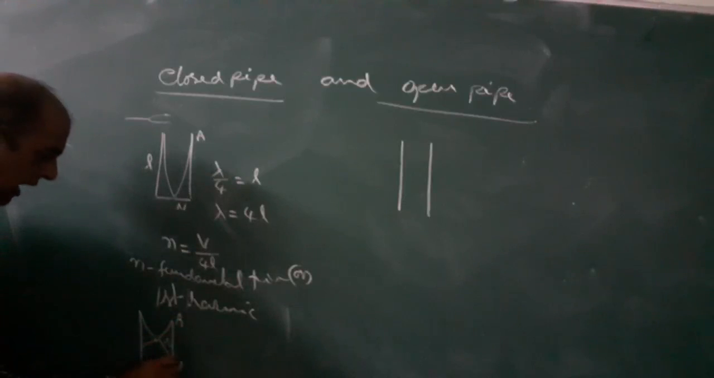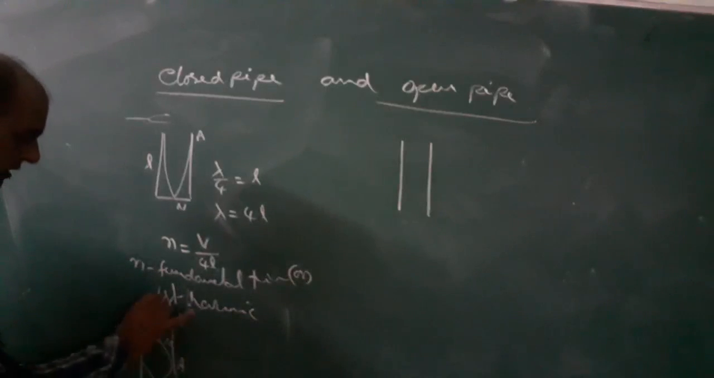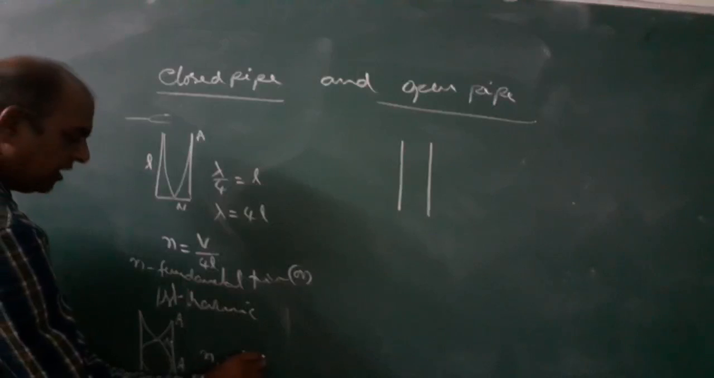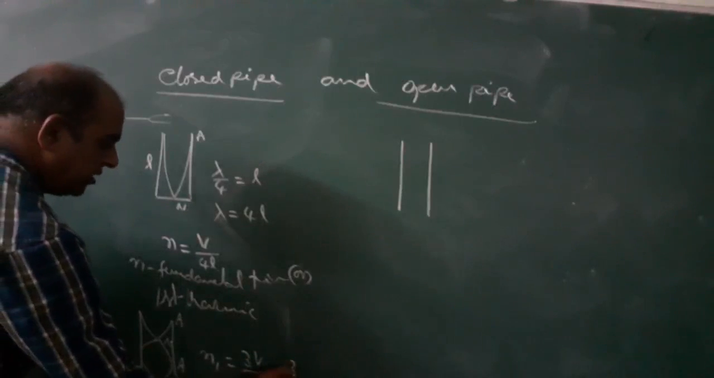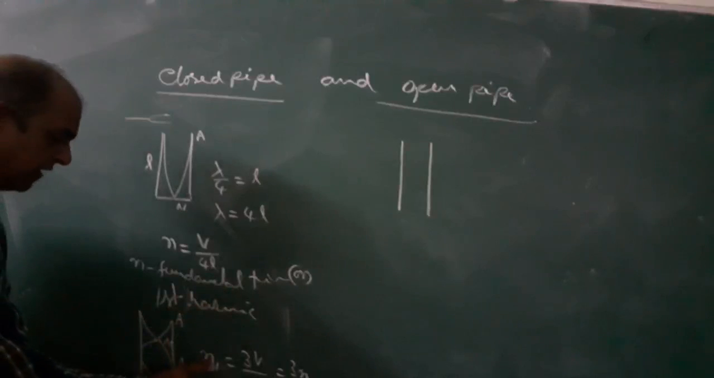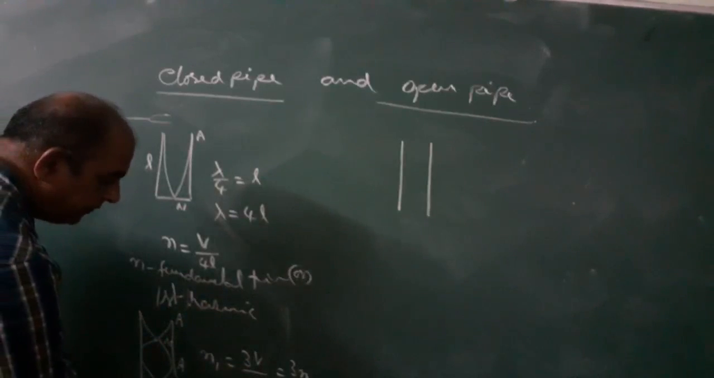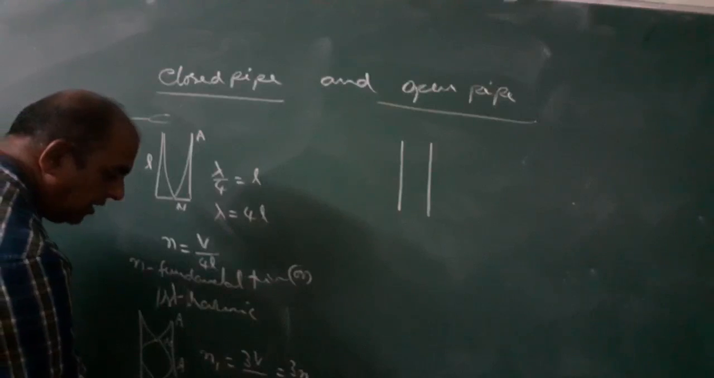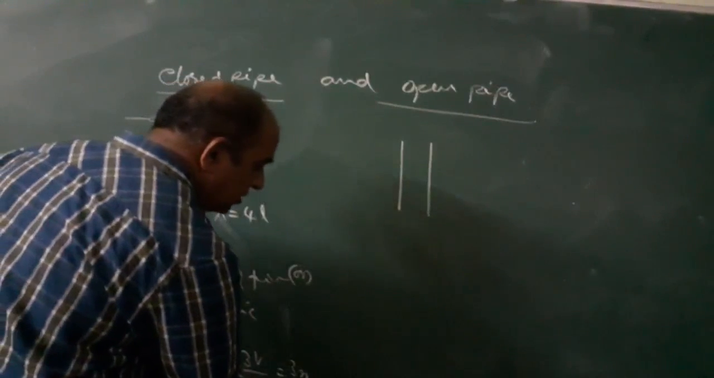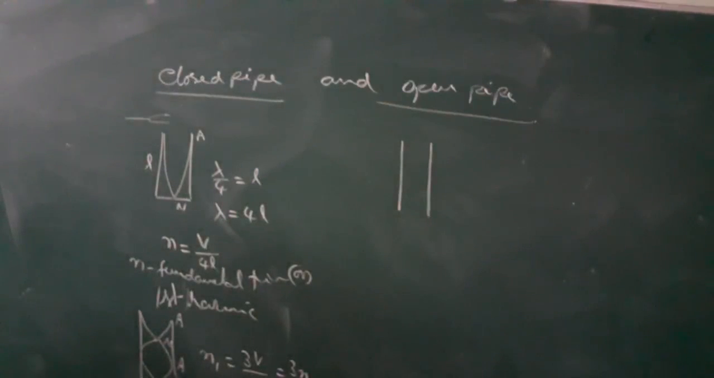Antinode, node, antinode like this, and then node here. Therefore, in this case, the frequency n1 is equal to 3v by 4L, that is 3 times the fundamental frequency. So the second mode of vibration, we are getting the third harmonic, because it is 3 times the fundamental frequency. Third harmonic or first overtone. This is called first overtone. Second mode: third harmonic or first overtone.